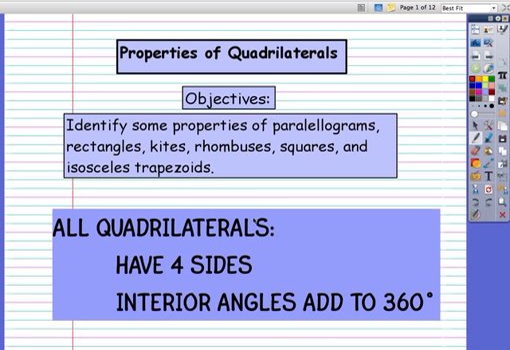Also note that to be considered a quadrilateral, a shape has to have two things which are true. It has to be a closed-sided figure that has four sides, and all of the interior angles have to add up to 360 degrees. All the shapes that we're going to talk about today are going to be quadrilaterals. They all have four sides and they all have interior angles that add to 360 degrees.